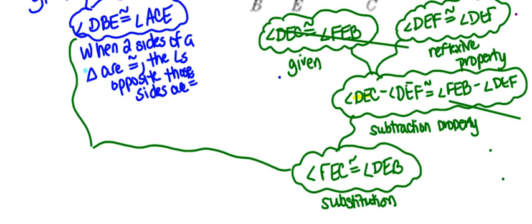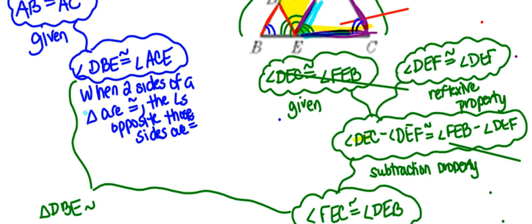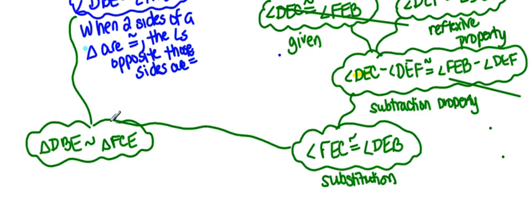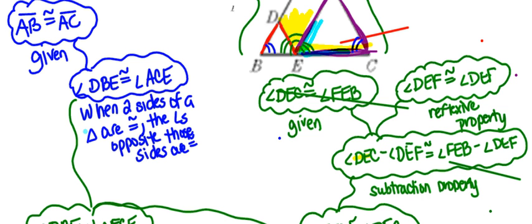So our triangles are triangle DBE and the second triangle FCE. That's the angle-angle similarity theorem. Once those triangles are similar, I know that their corresponding angles are congruent, and I know that their corresponding sides are in proportion. What I'm concerned about here is these pairs of sides.